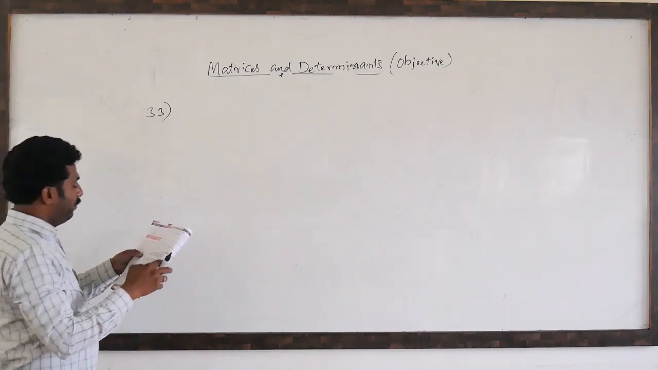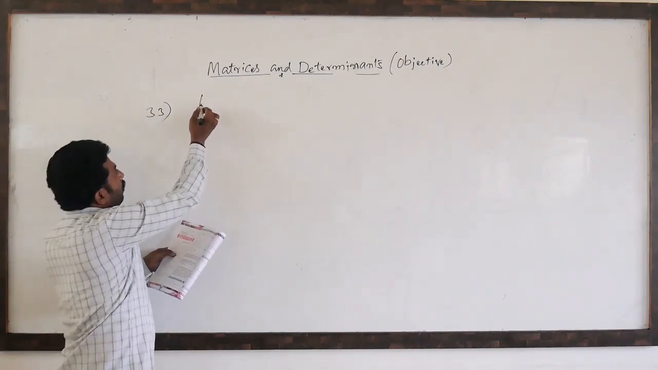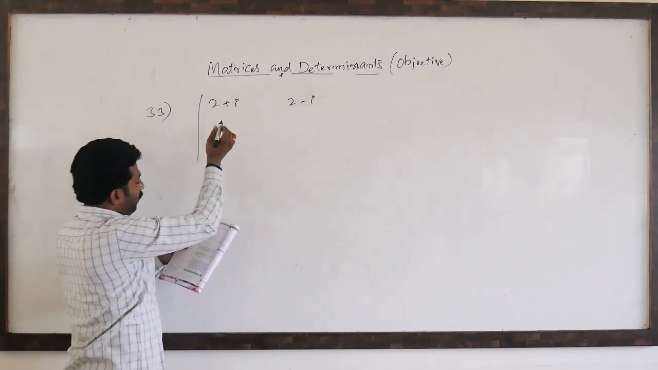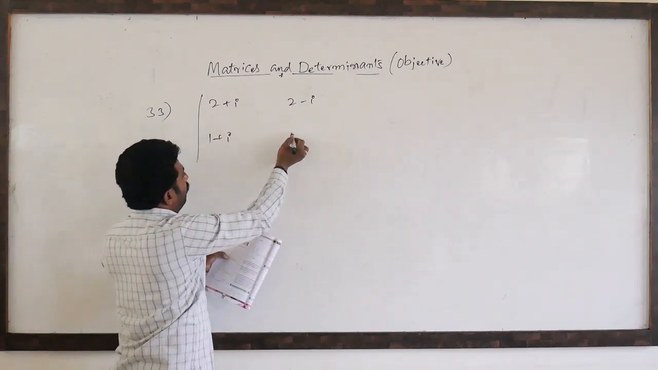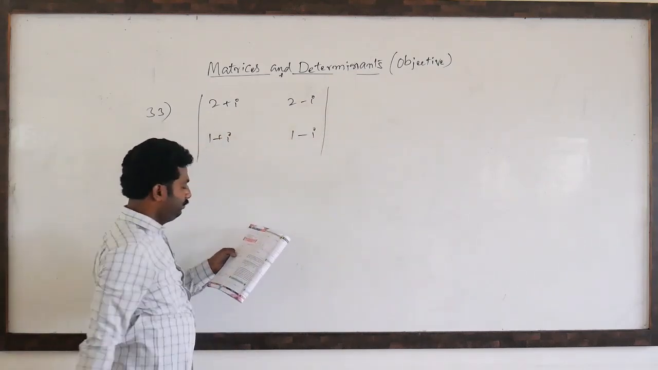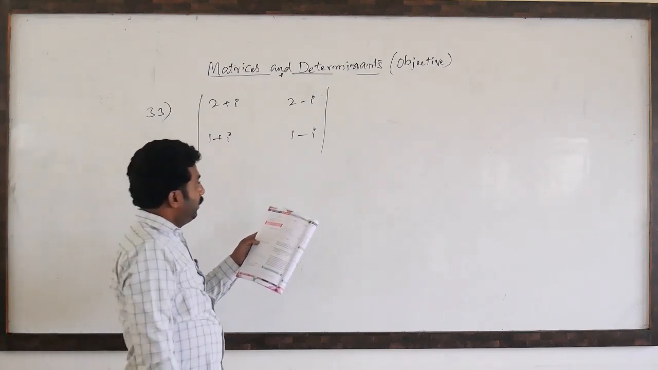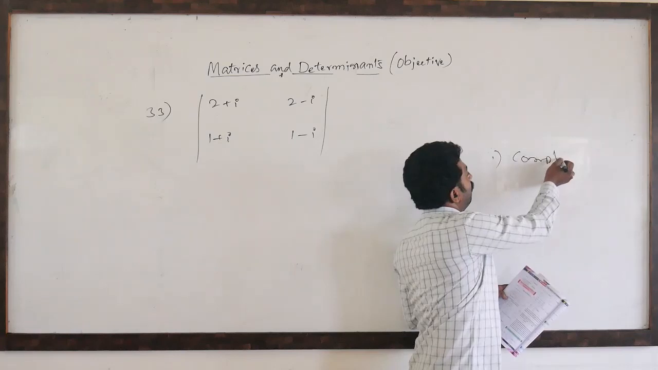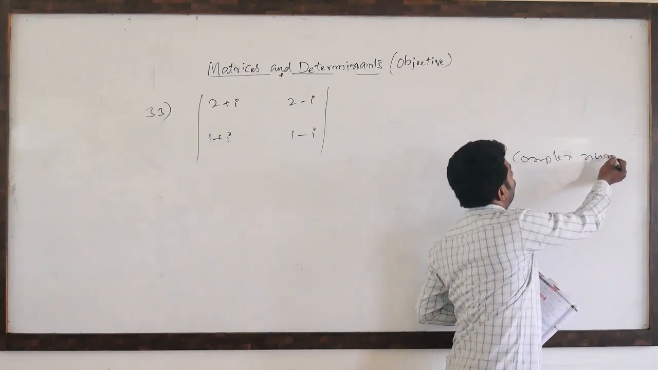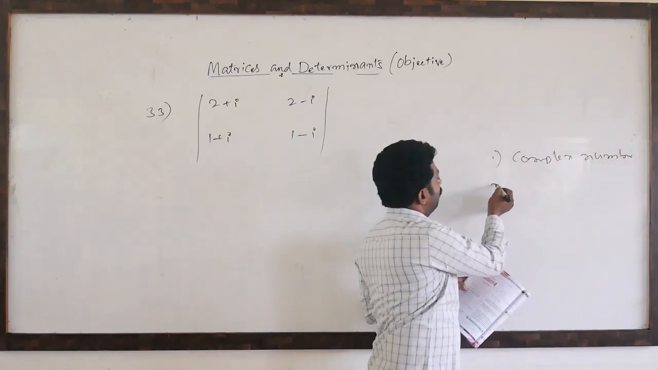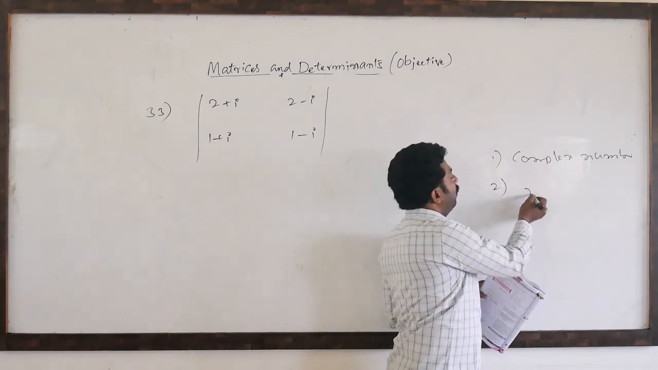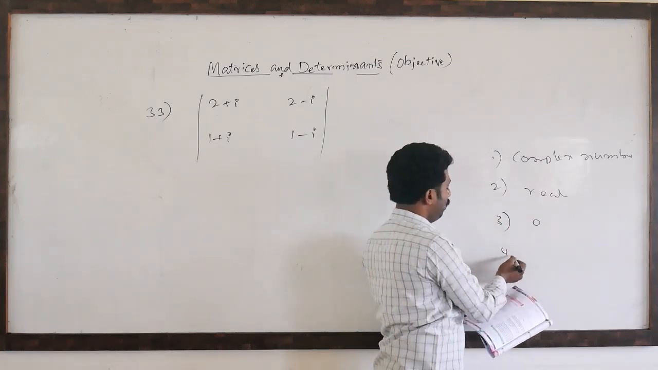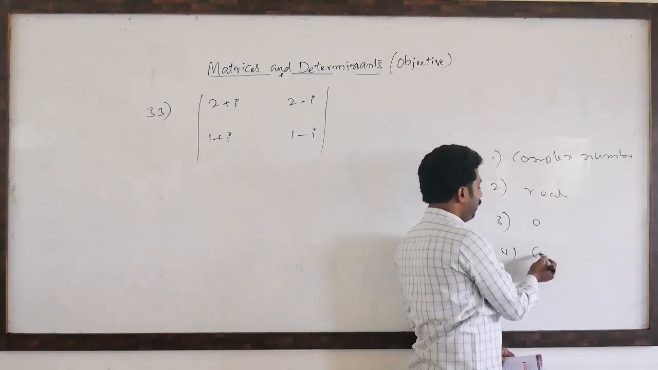The value of the determinant with entries 2 plus i, 2 minus i, 1 plus i, 1 minus i. The first option is that it is a complex number. Second option, it is a real number. Third option, 0. Fourth option, cannot be determined.